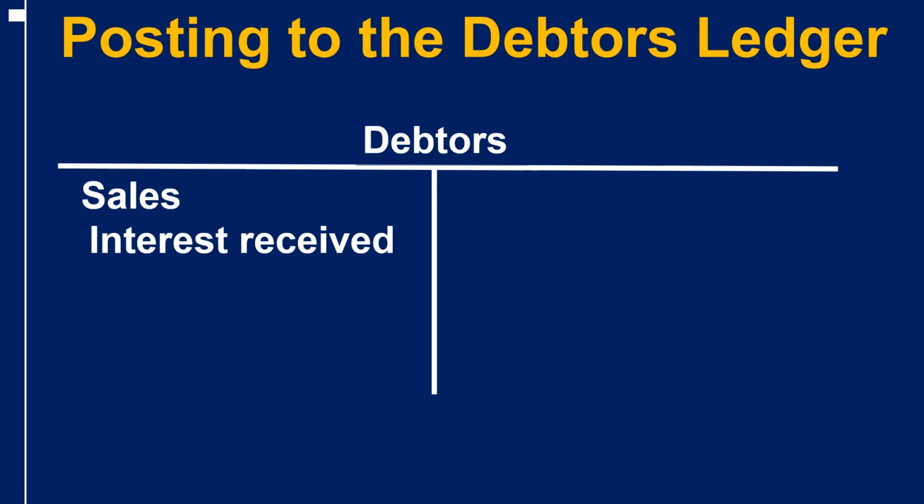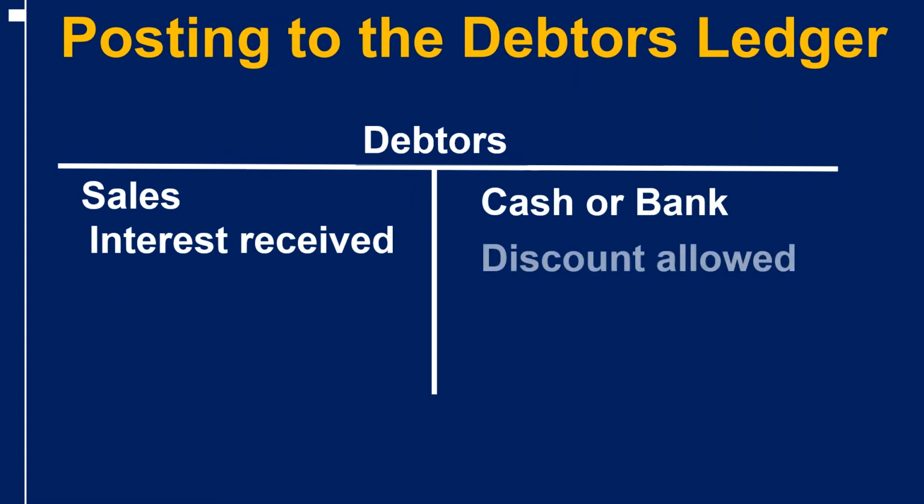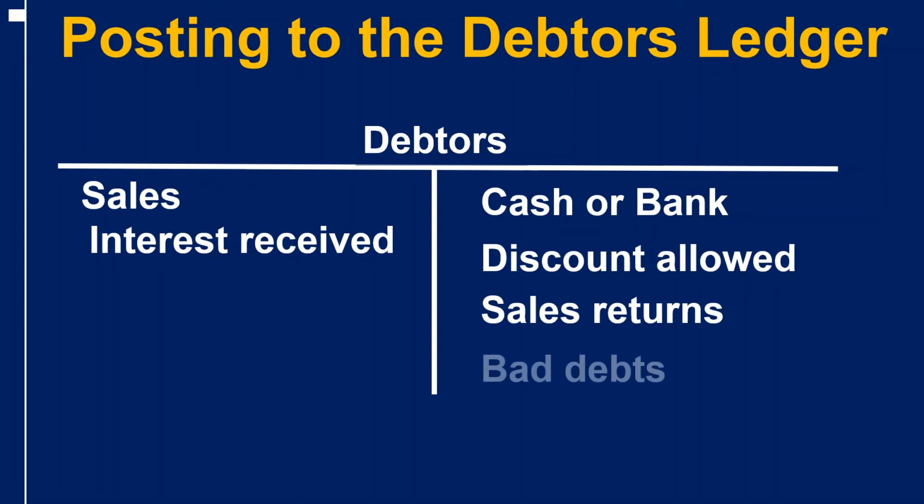Transactions that decrease the debtors will be recorded on the credit side. This transaction could be cash or bank transferred and discount allowed, sales returned, as well as any bad debts written off which comes from the general journal. And lastly, all these credit entries will be deducted from the balance. Remember that posting from the book of first entry to the debtors ledger is part of the double entry.